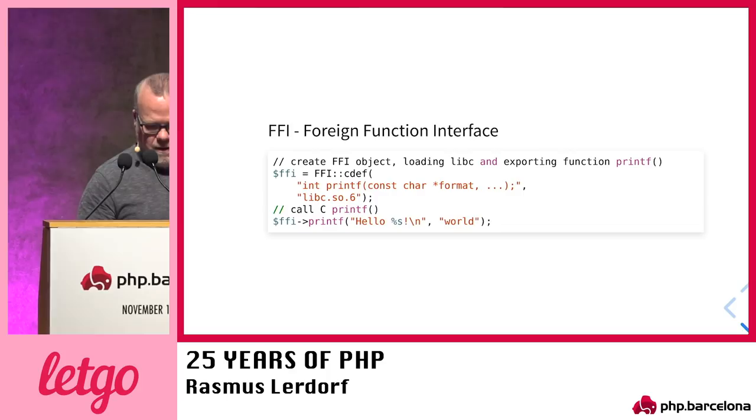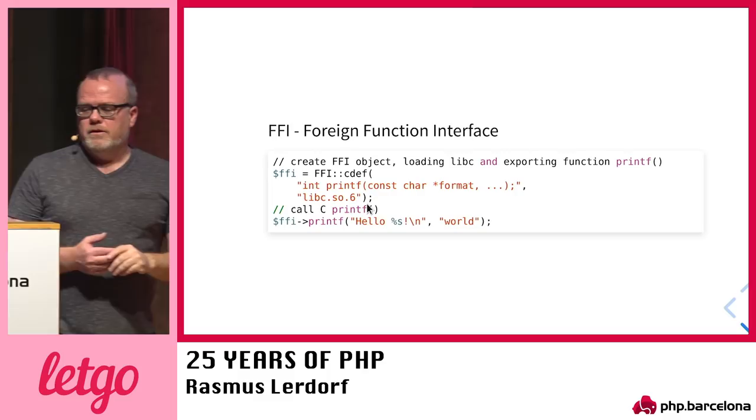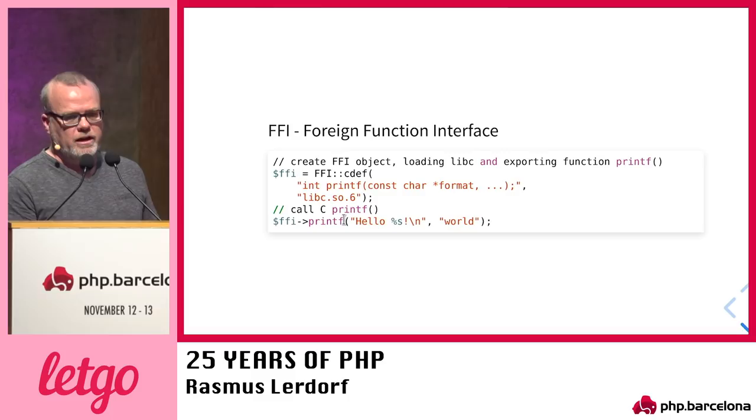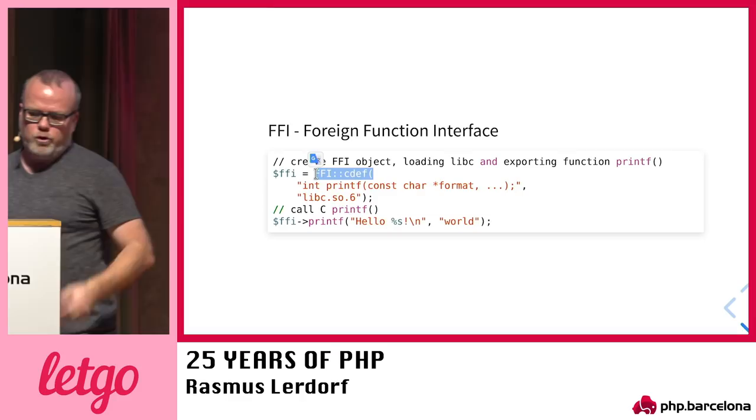Here I've done a very simple example, just bringing in printf from libc. This FFI cdef brings in the prototype and tells FFI that it's coming from libc, and now I can call printf from libc directly from PHP with like three lines of code. However, this line is slow. You wouldn't want to do this on every request. So this is the type of thing you would want to preload.